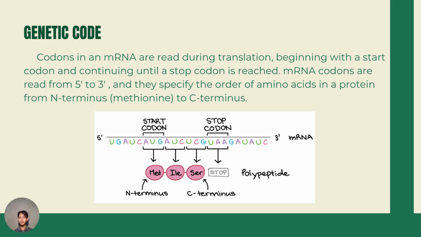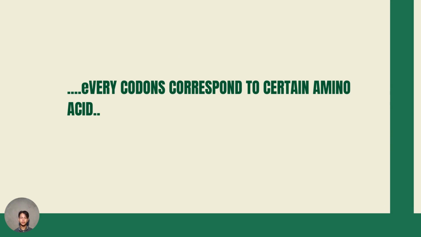So AUG is the one that codes for methionine, and it is always a start codon until it reaches the stop codon. We call it a polypeptide chain, and we will learn more about it later. So every codon corresponds to certain amino acids. So it is very evident na lahat ng codons ay nagko-correspond sa amino acids.